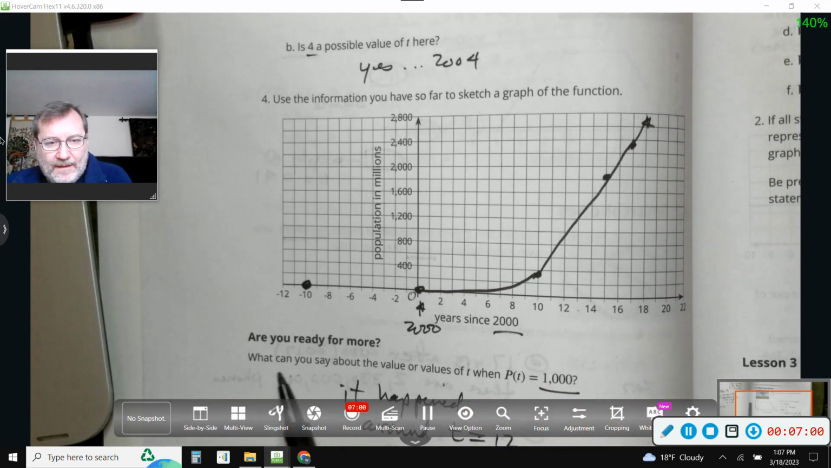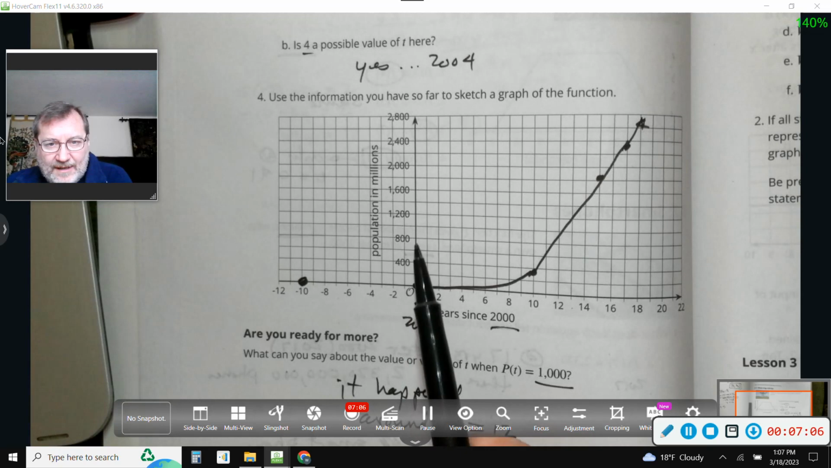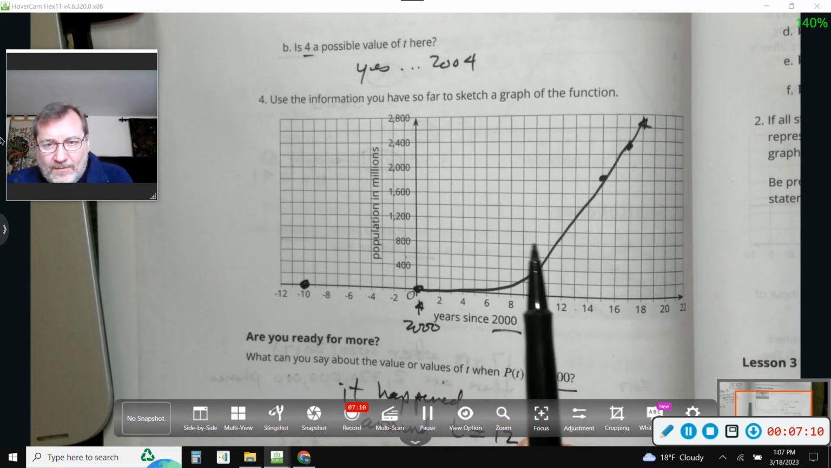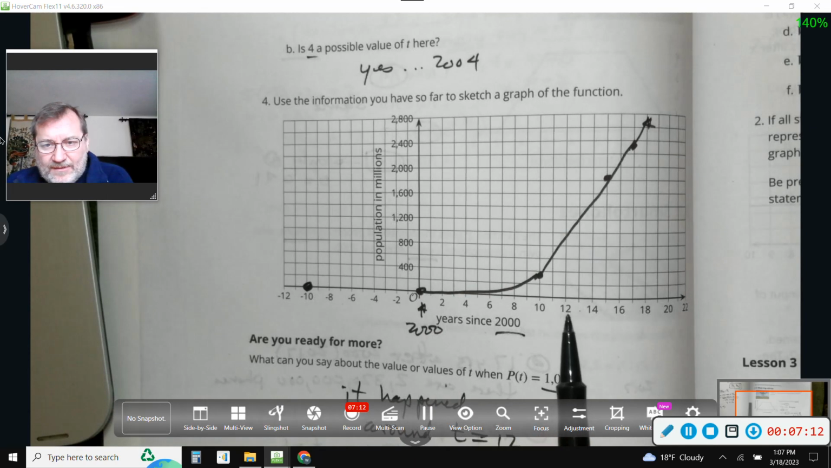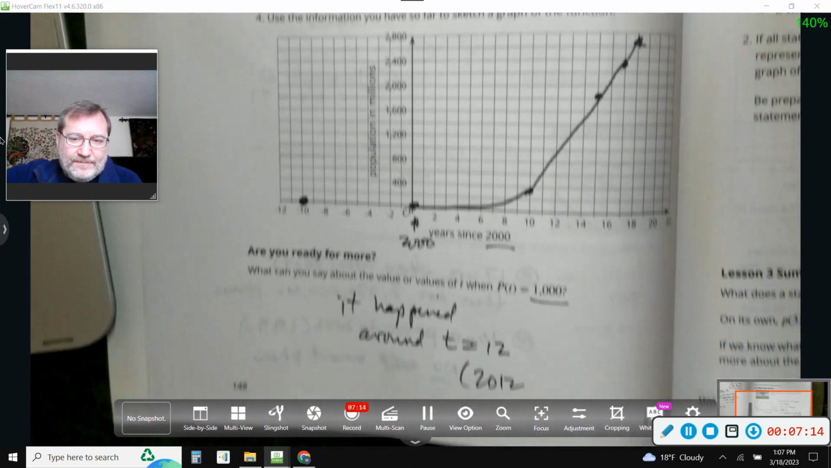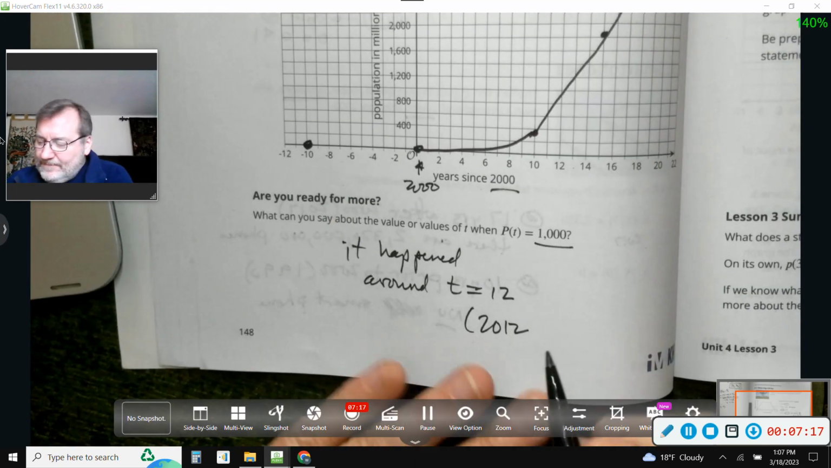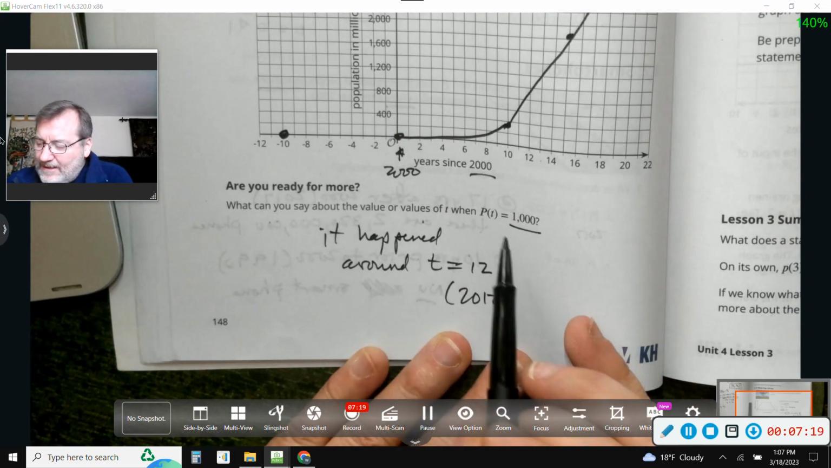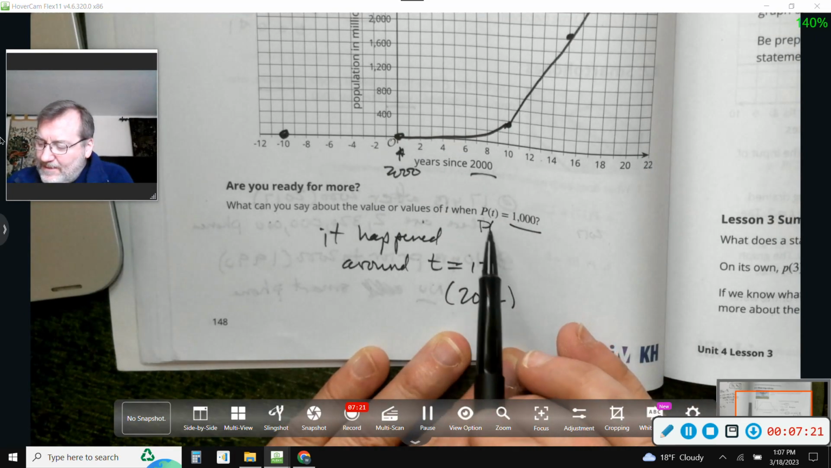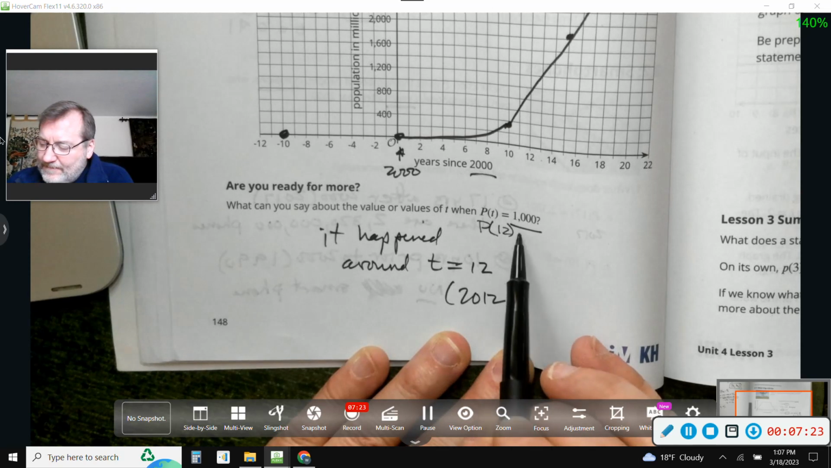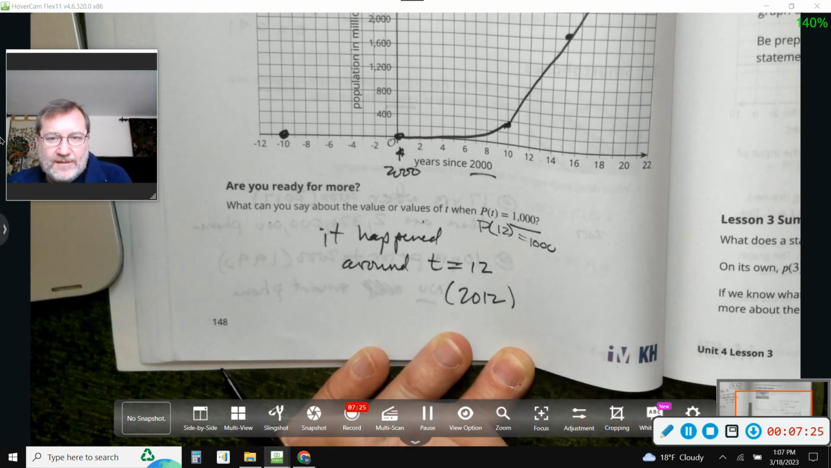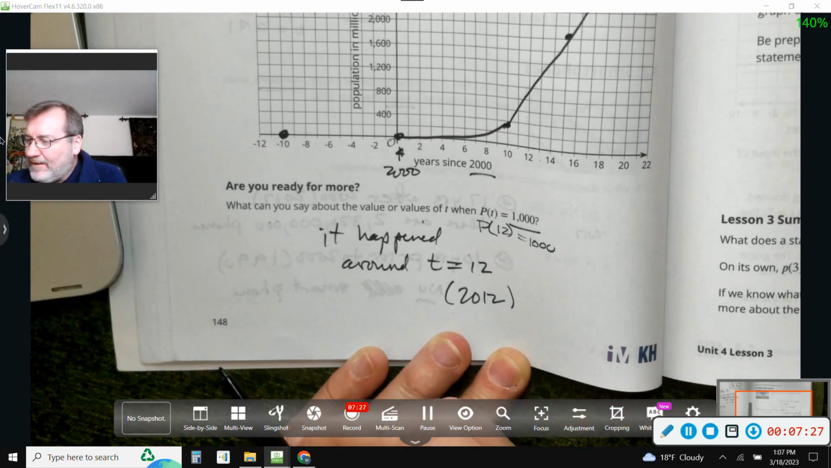Okay. What can one say about the value or values of t when p at t is 1,000? Well, where's 1,000 at? 1,000 is like right there, 1,000 million. Okay, which goes across. It's about right here, so it's about year 12. So that's essentially what's going on here. They're saying that p at 12 equals 1,000. What can you say about the value?